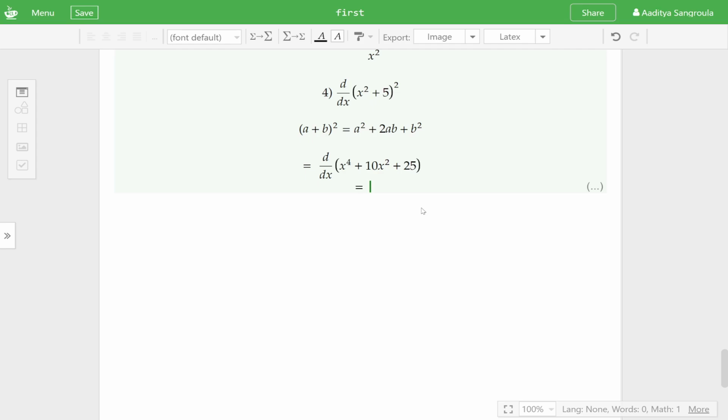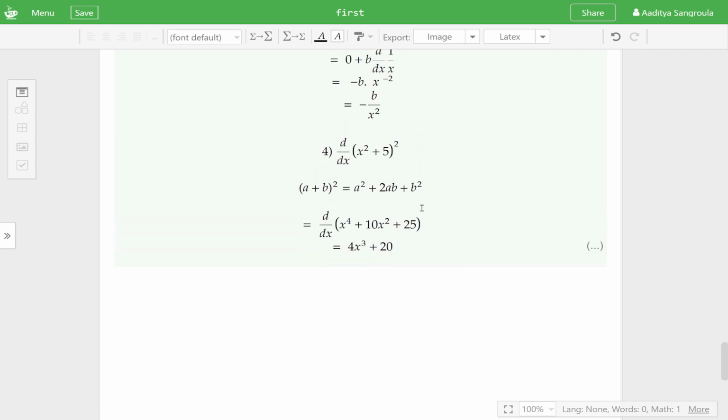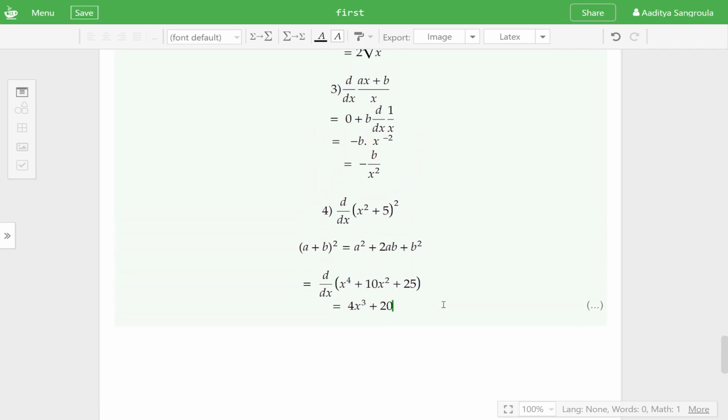And now we can differentiate that. It's going to be 4x cubed, right, plus 10 times 2, 20x, right, plus 0. So that's going to be basically 4x cubed plus 20x, because we can just eradicate 0. And you can still take a thing in common, say 4x times x squared plus 5.